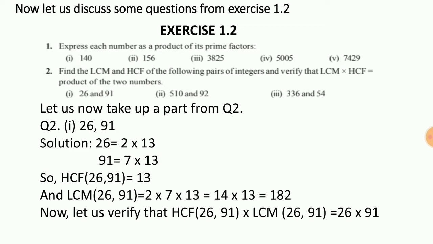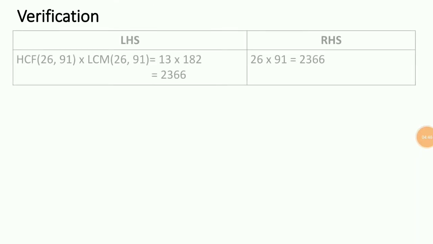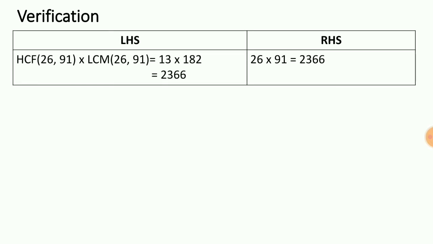Now, let us verify: HCF of 26 and 91 multiplied by LCM of 26 and 91 is equal to 26 into 91. What do I get? To verify, I have drawn the table. You can do it without the table also, but do it always by left hand side and right hand side.